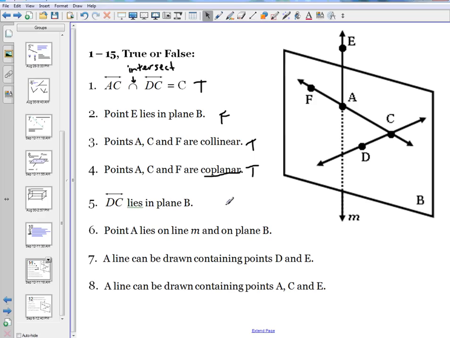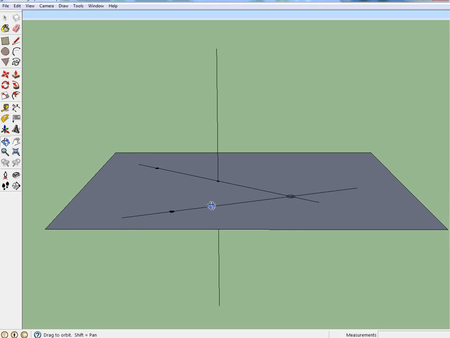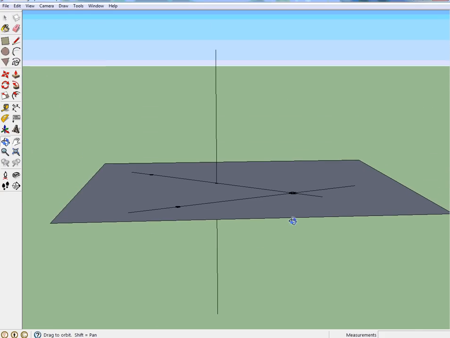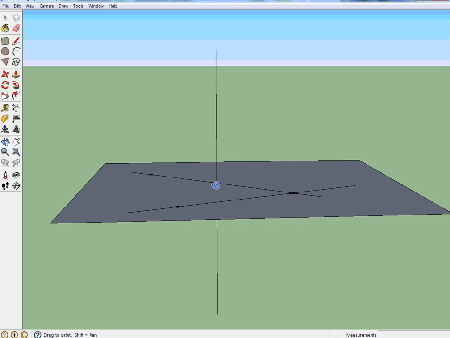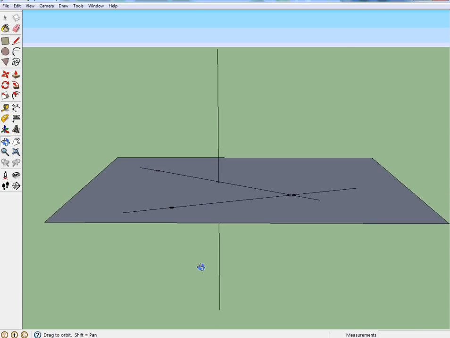DC lies in plane B. That's this line. Is it on the plane? Absolutely, and we'll look at our 3D drawing again. The DC is this black line right here, and it's on the gray plane. You can see that it's right on the plane, so that would be true. Okay, point A lies on line M and on plane B. So is A on this line that sticks through the sheet? And is it on the plane? And if we look at our 3D drawing again, A is right here, it's on the plane, and it's also on the line. So the answer is yes, or true.